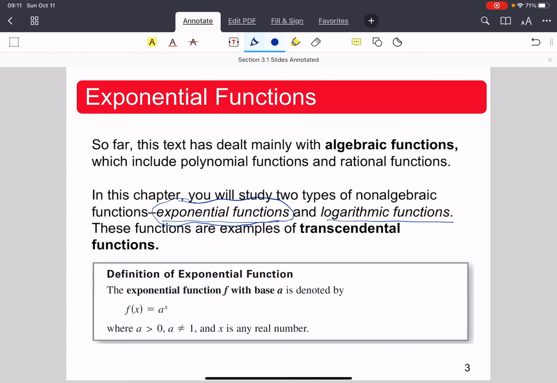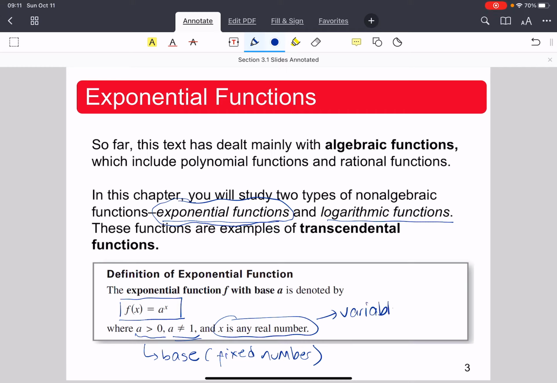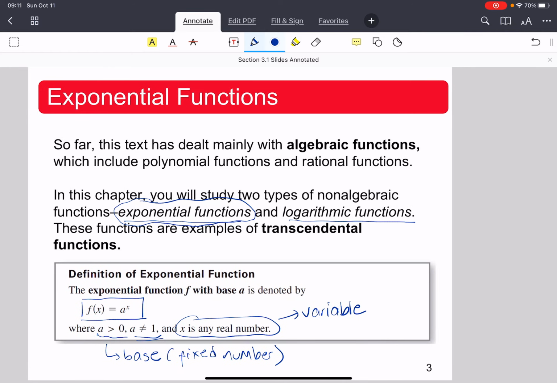So the specific definition is f of x equals a raised to x, where a is a positive number, the base. This is what we call the base. And a is not 1, and x is any real number. So you guys realize this base a is generally a fixed number, and x is a real number, and x in this case is generally the variable of interest. Okay, so base is going to be a constant number, and then the exponent is the variable.